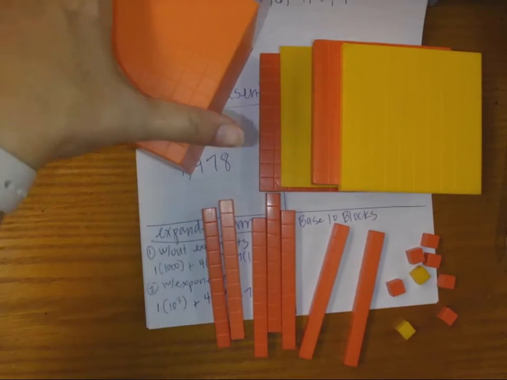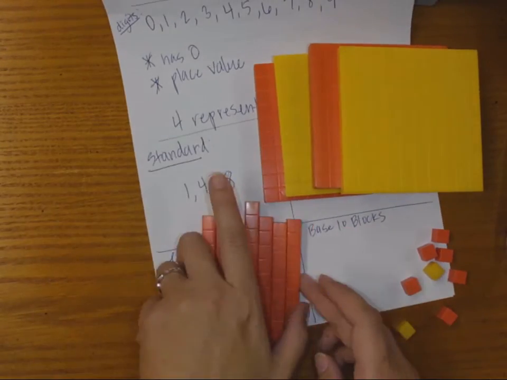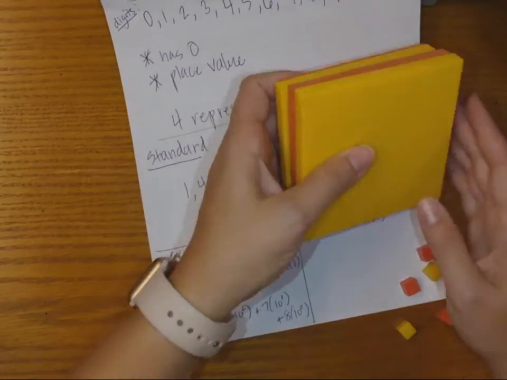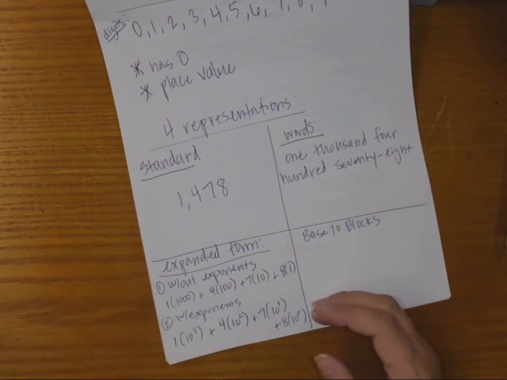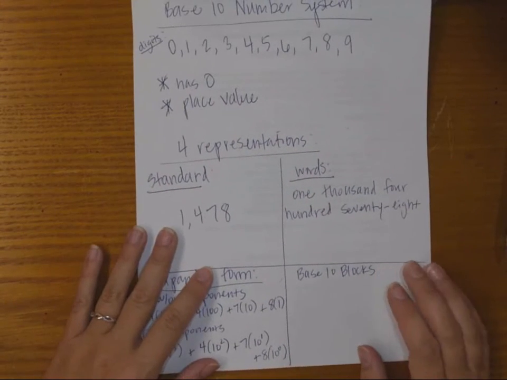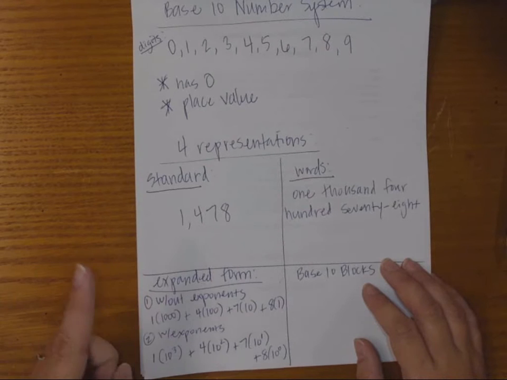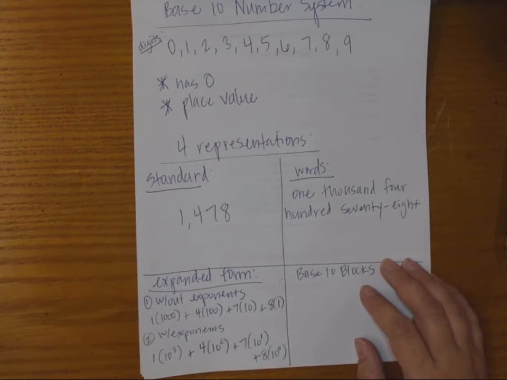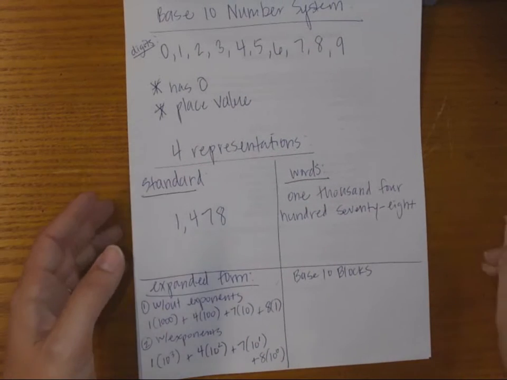So let's put this on our paper and show how we write it on our paper. Later on this semester, we'll do a project where you make all the manipulatives out of foam, or you can buy them, and we'll talk about that more later. So you will have your own set of base 10 blocks by the end of the semester.